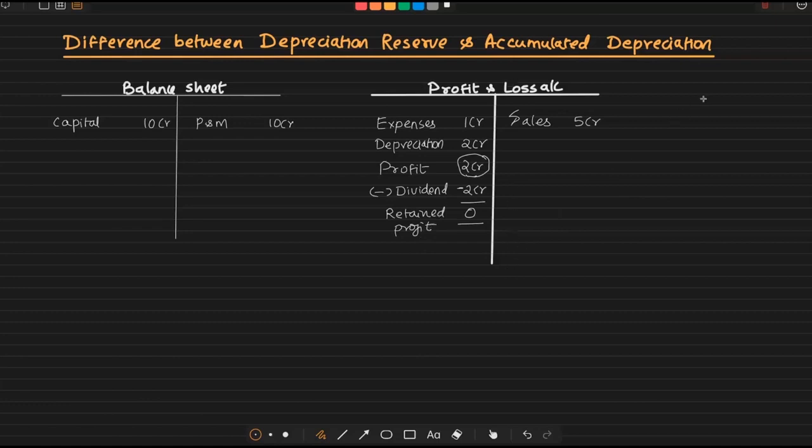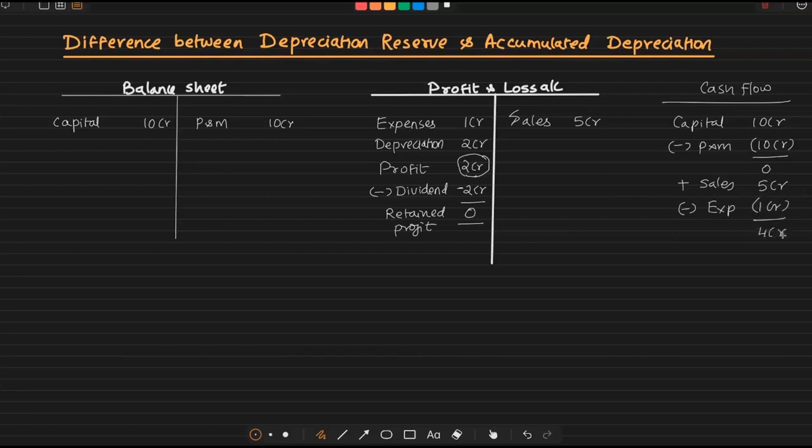Now let me also just track my cash flow movement. Look at the cash flow. Capital came in. When capital came in, I had 10 crore. Then I used that capital for purchasing plant and machinery, 10 crore. So the entire cash is gone. Then I have made sales of 5 crore. For that I have incurred expenses of 1 crore. So 5 crore cash came in, sales 5 crore, and for that I incurred expense of 1 crore.